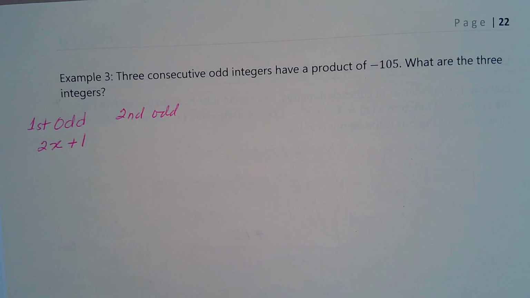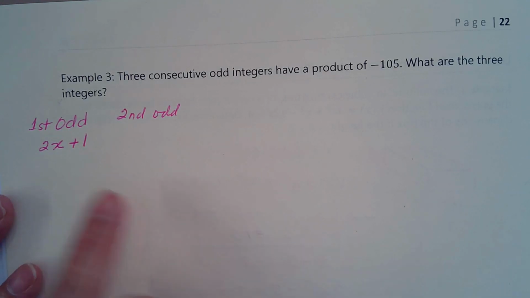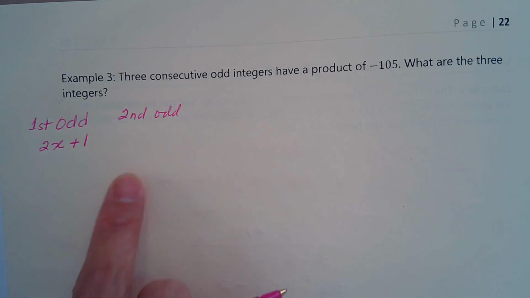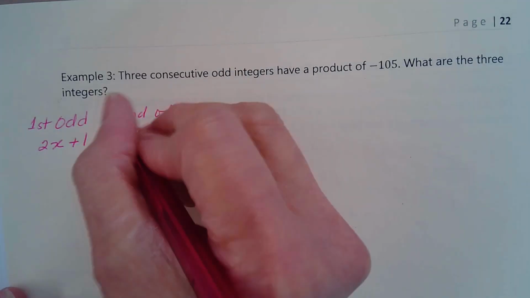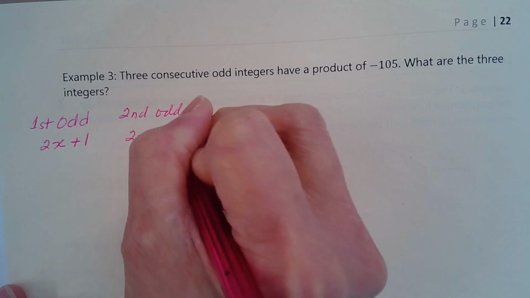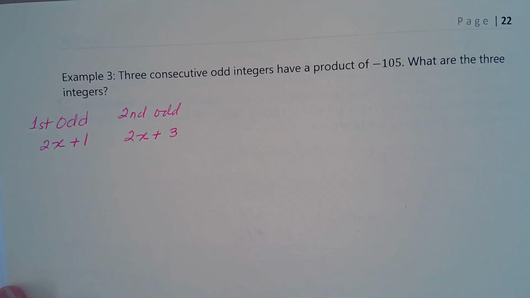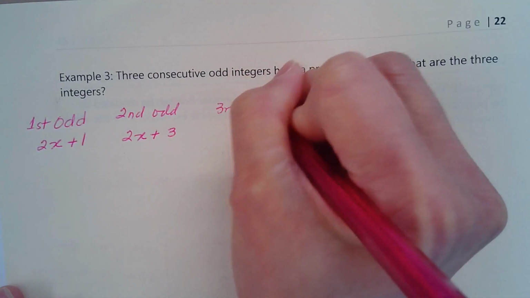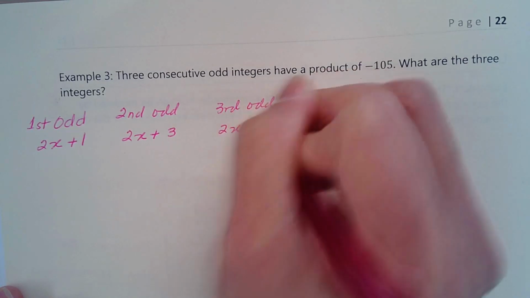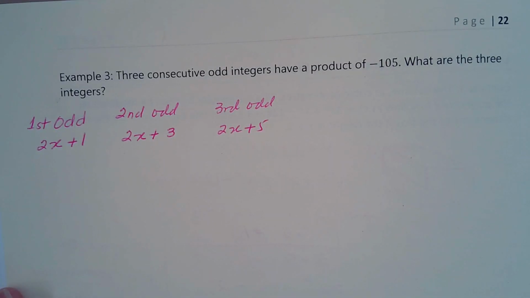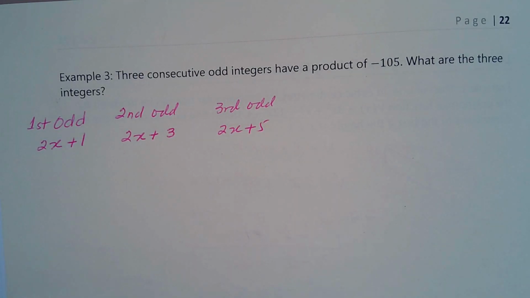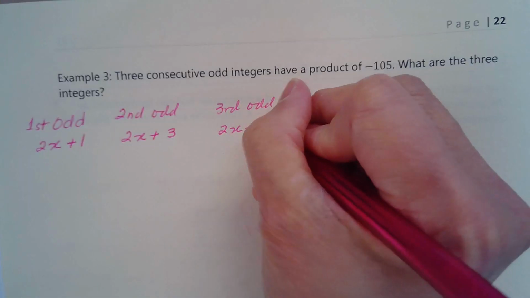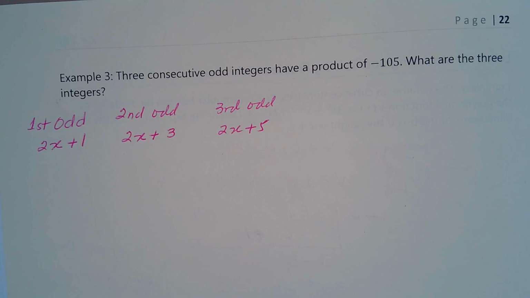2x plus 3. Yeah, 2x plus 3. And then what's the third odd number? 2x plus 5. You got it. Is that good? No matter what x value you put in, it's going to give the first, second, and third odd numbers. So that one gave us a thought.